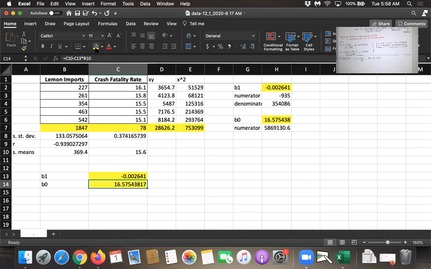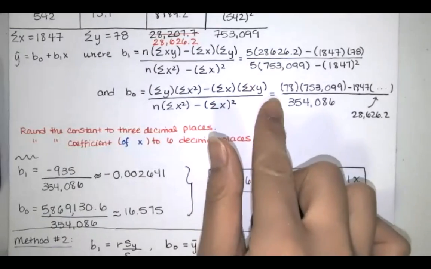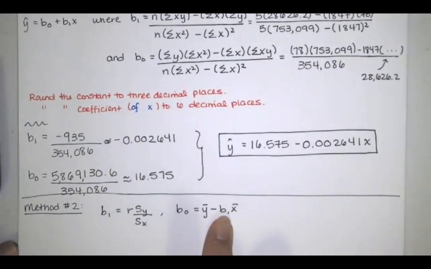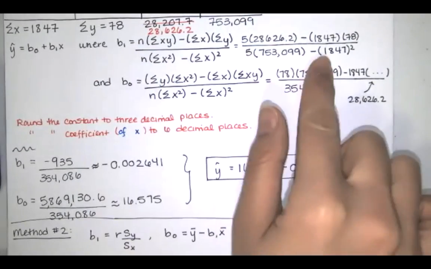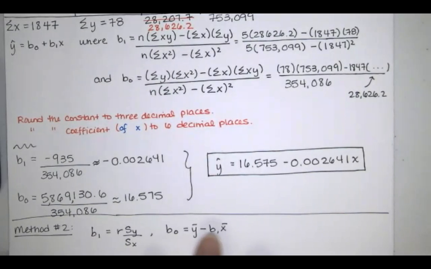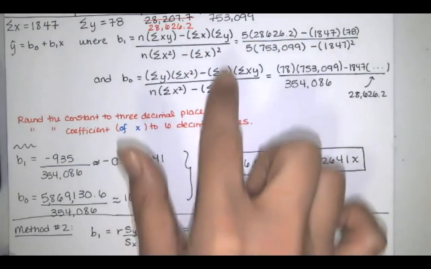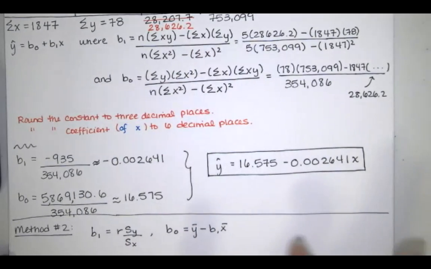Now, typically these formulas are used together and then these formulas are used together, but you could just as easily use this formula to get your B sub 1 and then find the two sample means and use this formula to get B sub 0. So some people like to do this and this rather than doing this and this, just because this is cleaner and it takes up less space and it's sort of easier to think about than all of this.